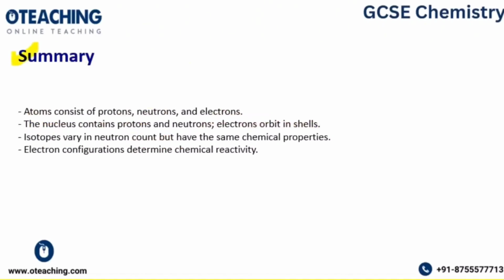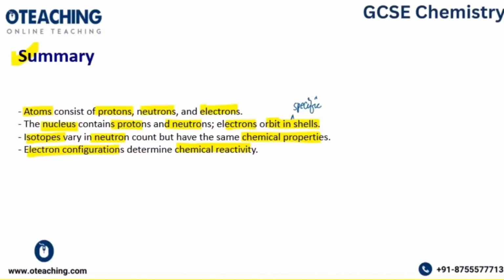Now, to conclude, atoms consist of protons, neutrons, and electrons. Protons are positively charged, neutrons are neutral, and electrons are negatively charged. The nucleus contains protons and neutrons, and electrons orbit in specific shells. Isotopes vary in neutron count, but they have the same chemical properties. Electronic configurations determine chemical reactivity, that means how an element would combine with other elements.